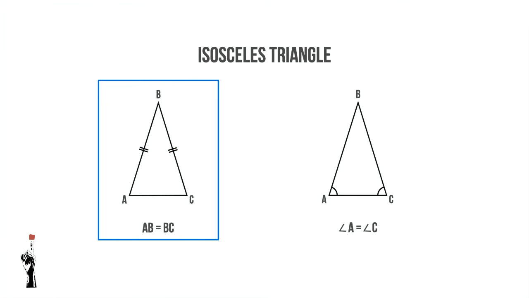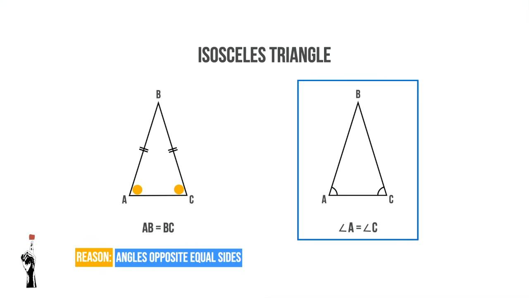Now, if they tell you that AB is the same length as BC, then it automatically follows that angle A will be equal to angle C. I have a reason for that, and my reason is angles opposite equal sides. Because I know something about my angles opposite the equal sides that are given.